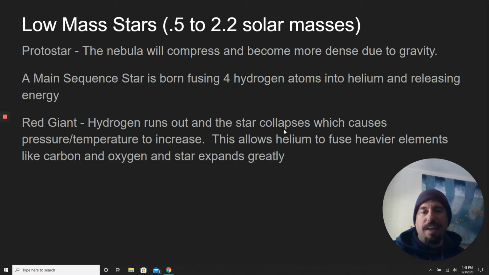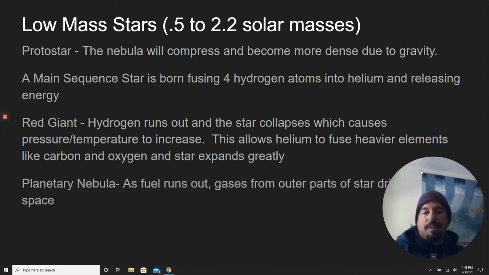When the hydrogen runs out, the star collapses. This causes the pressure and temperature to increase, and allows the helium to fuse heavier elements like carbon and oxygen. And when this happens, this is producing much greater energy, and that's why the star balloons out into a giant.